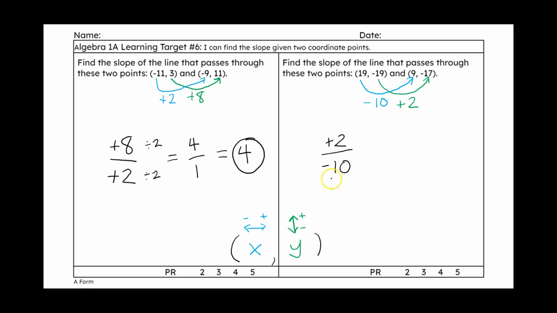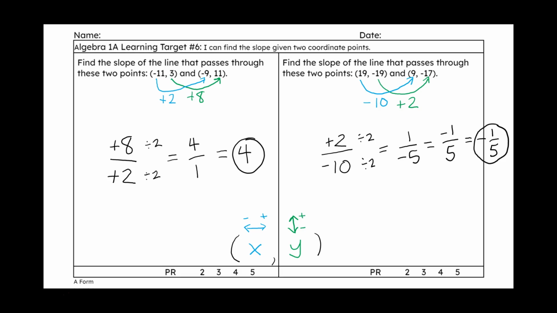So again, for me, that right there is correct. You can leave it like that if you like. Or if you would like to reduce, I see both of these are even numbers and they can be divided by 2 again. You could leave this as 1 over negative 5. You could also express that as negative 1/5 or just -1/5. All of these are completely correct.